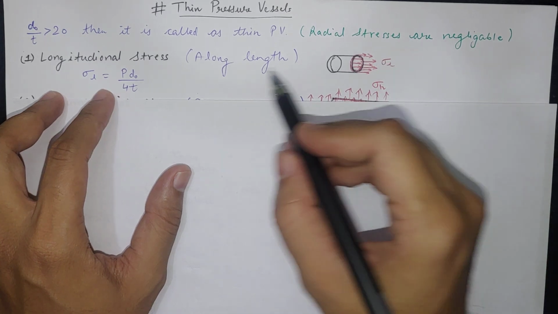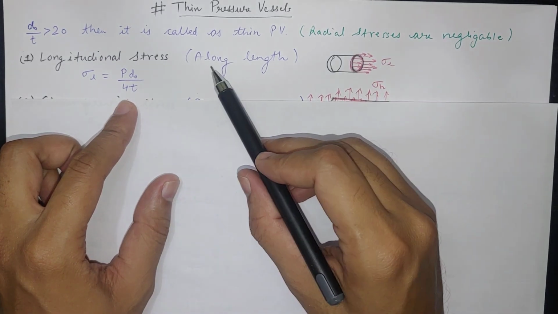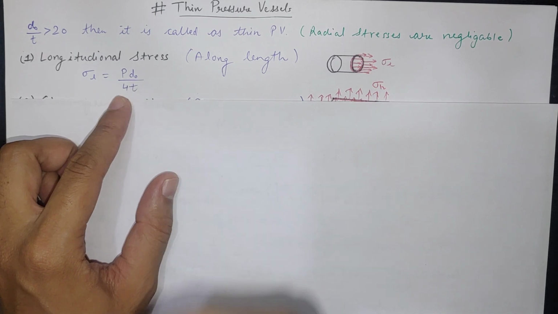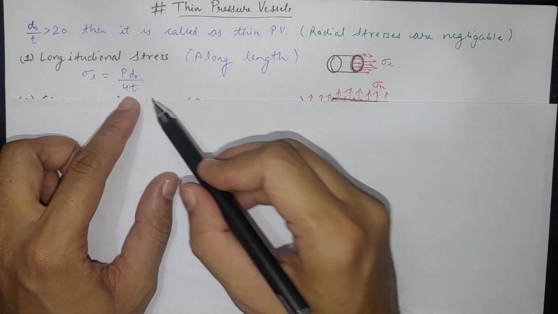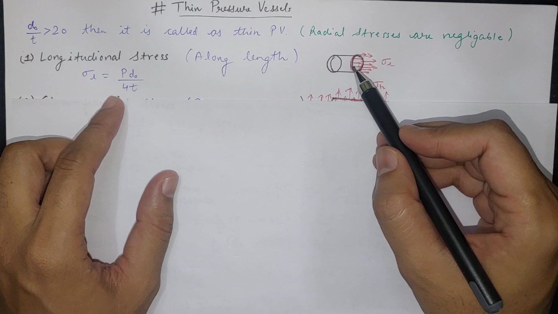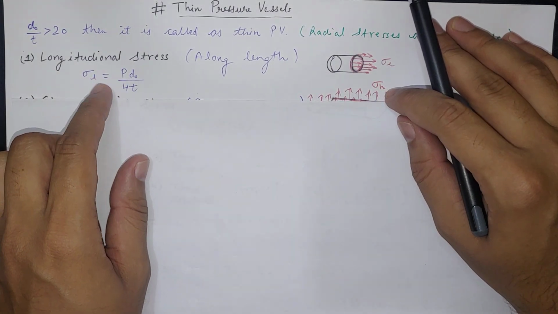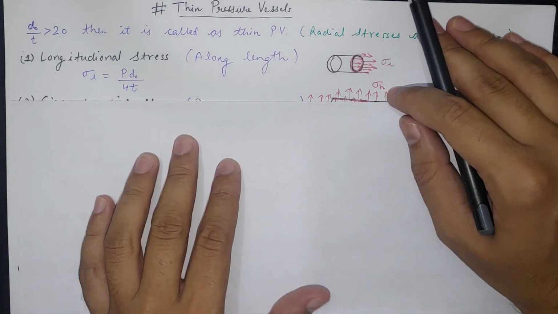So sigma L, if we want to calculate, which is along the length of this vessel, will simply be P D0 by 4t. P is the pressure inside the vessel, t is the thickness, and D0 is the outside diameter of this vessel. This is a simple relation, and a lot of the time a direct numerical is asked from this equation.